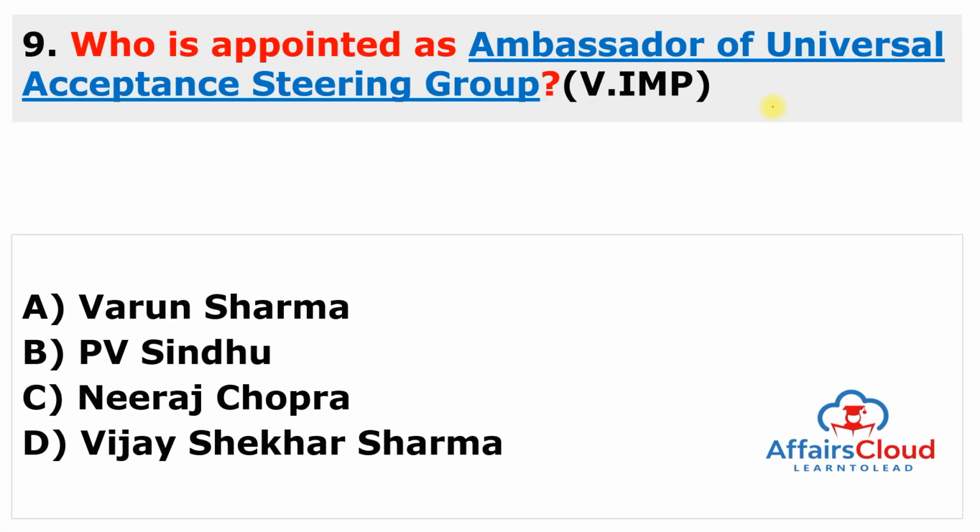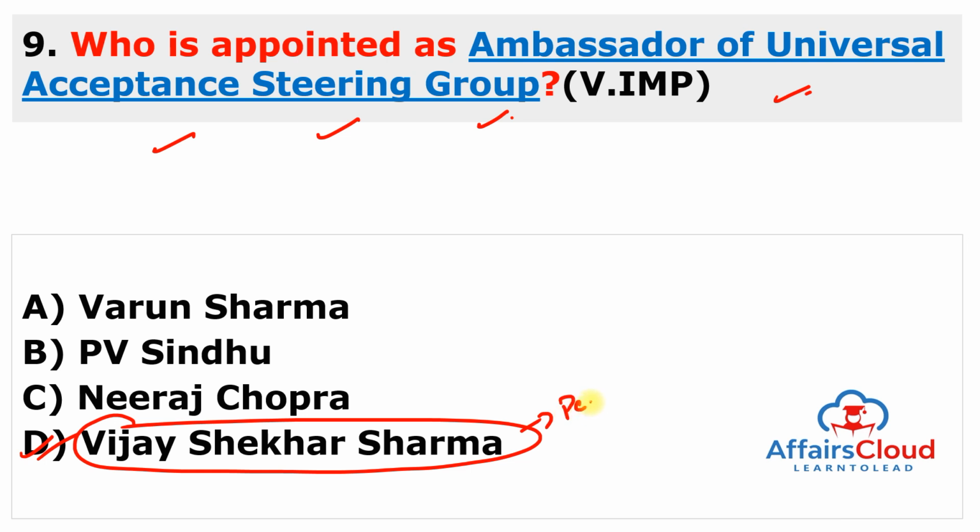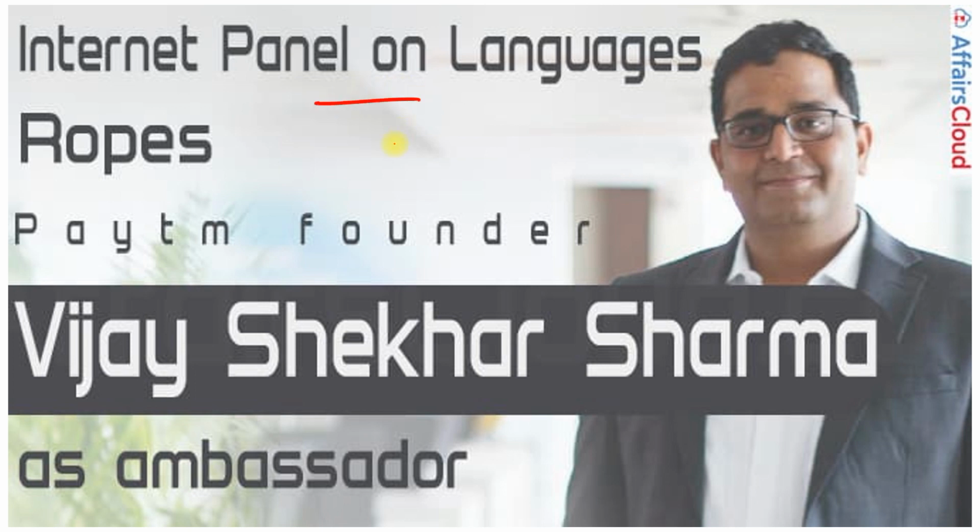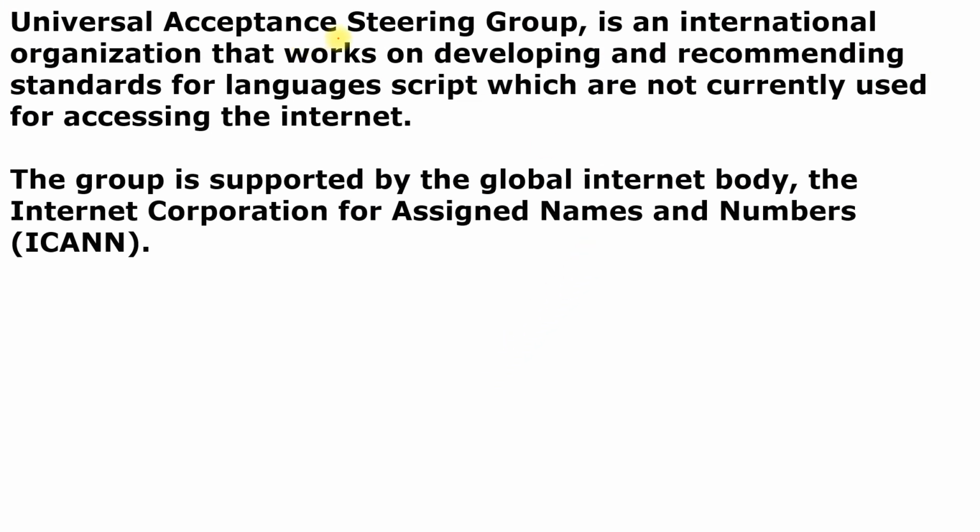Who is appointed as ambassador of Universal Acceptance Steering Group? So just remember the question as in the slide, and the new ambassador is Vijay Shekhar Sharma. Who is Vijay Shekhar Sharma? The founder of Paytm. So that's why this person is very, very important. The Universal Acceptance Steering Group appointed Vijay Shekhar Sharma, who is the founder of Paytm, as its ambassador. And Universal Acceptance Steering Group is an international organization that works on developing and recommending standards for language scripts which are not currently used for accessing the internet. That's why this organization is very, very important.